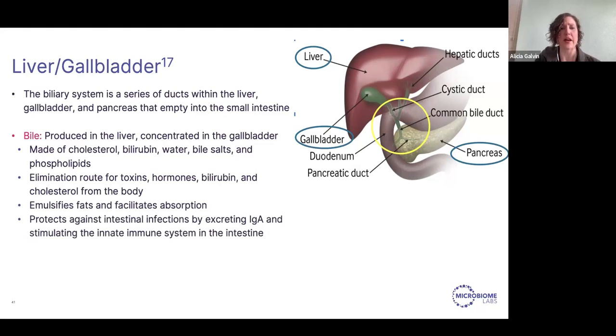Obviously, it emulsifies fats and helps with fat absorption, but it can also have an immune system component. So it can stimulate the innate immune system and can help with that IgA excretion.